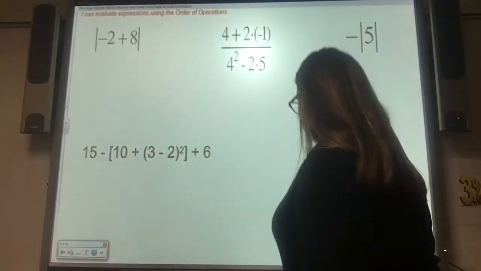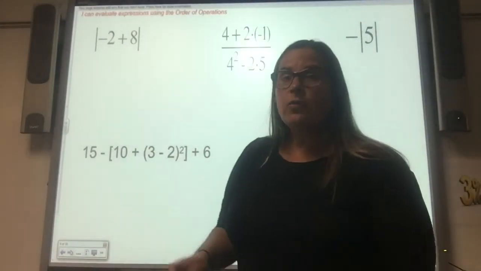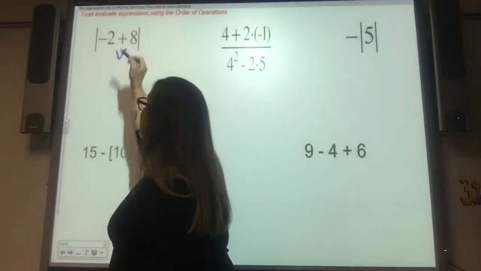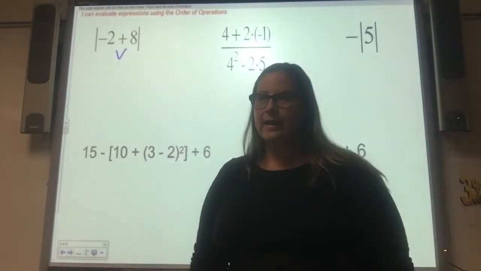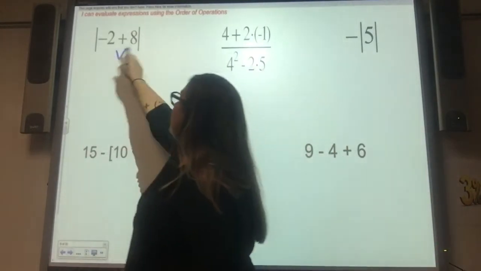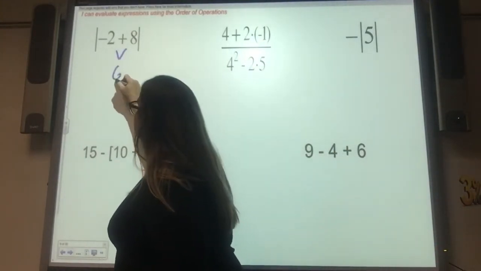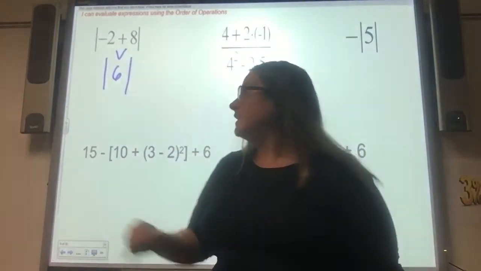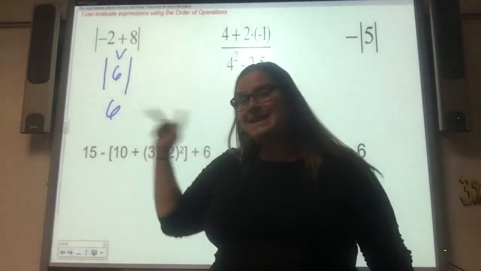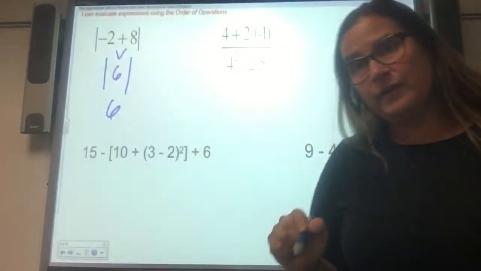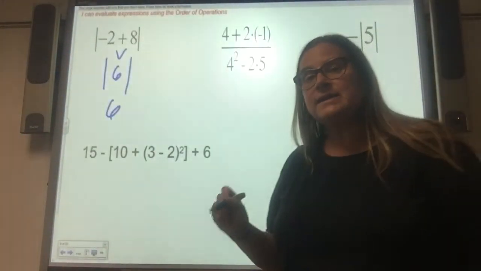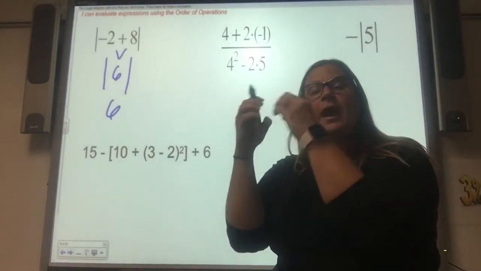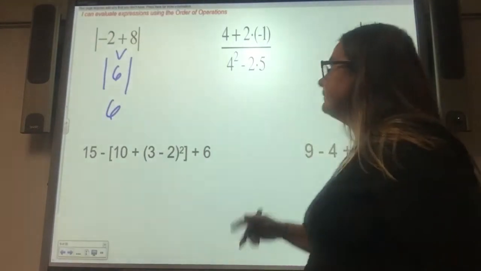So here we go. Absolute value is a grouping symbol. We're going to simplify the stuff inside of it first. The stuff, that's really like a technical term. -2 plus 8 is 6. We have the absolute value of 6, which is 6. Notice I did not turn the 2 positive. We don't turn the 2 positive. We take that sum and then take the absolute value of that.